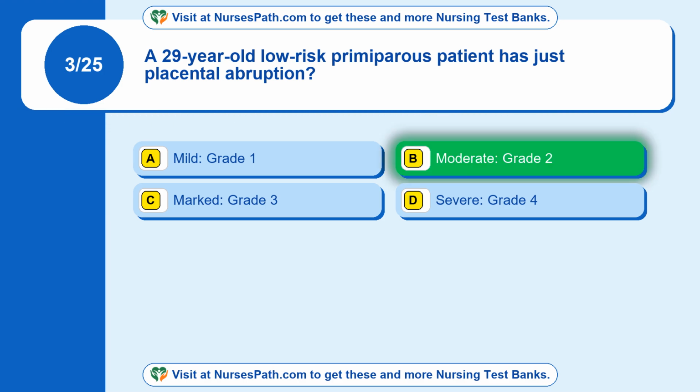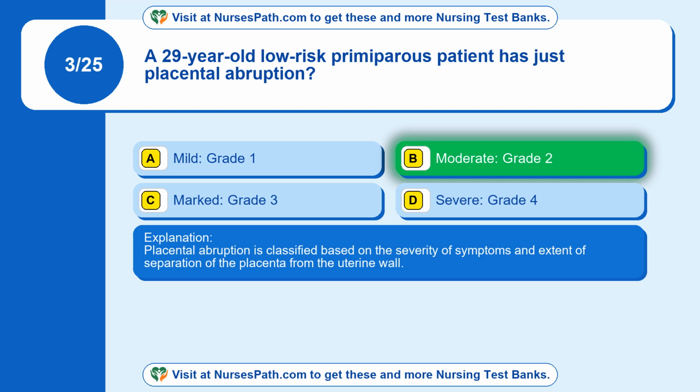The correct answer is option B. Moderate grade 2. Placental abruption is classified based on the severity of symptoms and extent of separation of the placenta from the uterine wall.